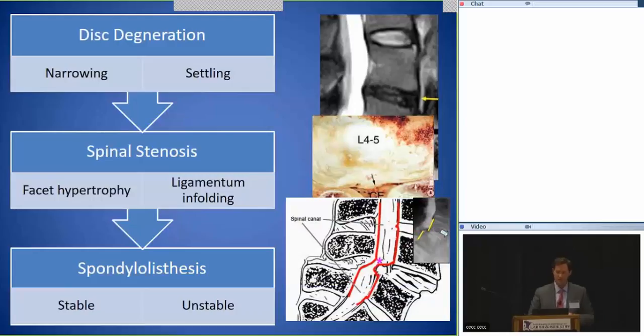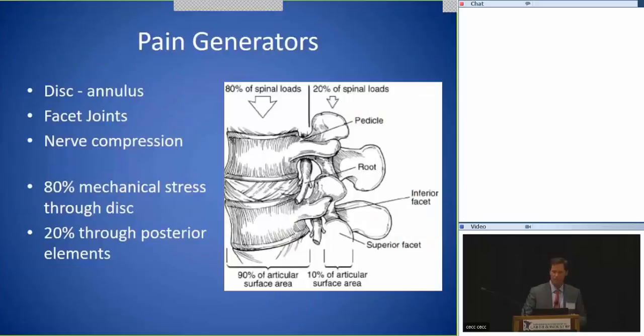In time, as the joints become increasingly worn out and unstable, they can start to slip and slide. And so you get this effect called spondylolisthesis, where one bone shifts forward on another. And that can be stable, where you see it on an X-ray or an MRI scan, it's not actively moving, and also be unstable, where it actually shifts back and forth, which can cause a lot of pain for people.